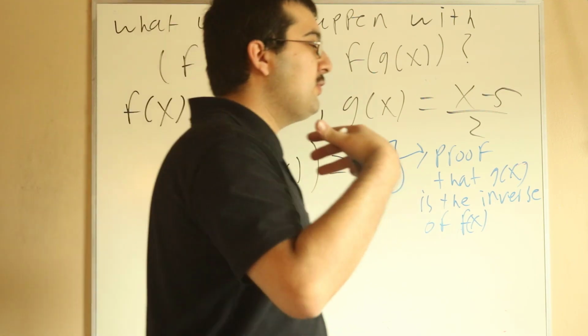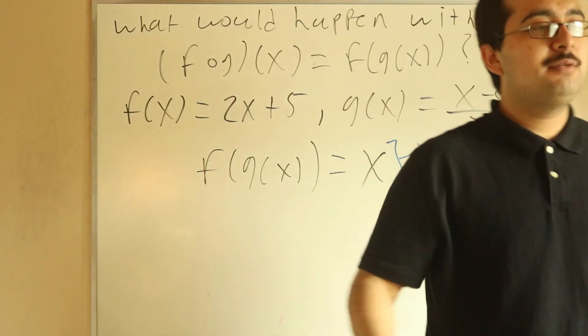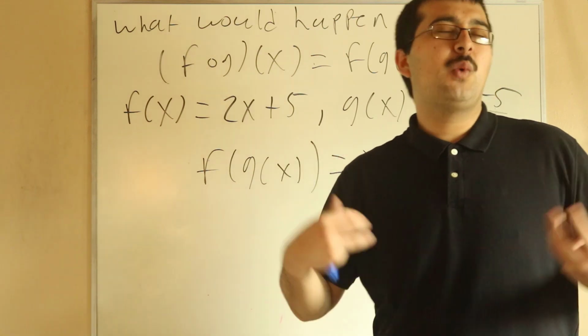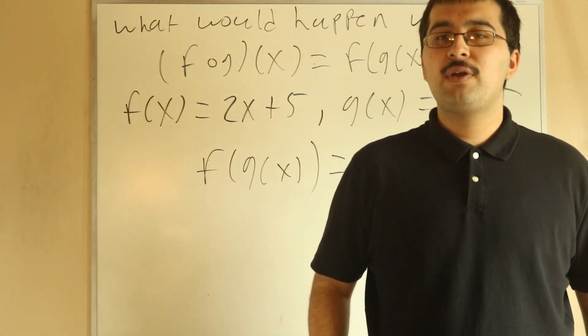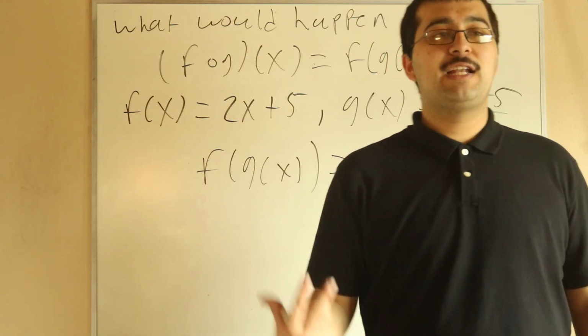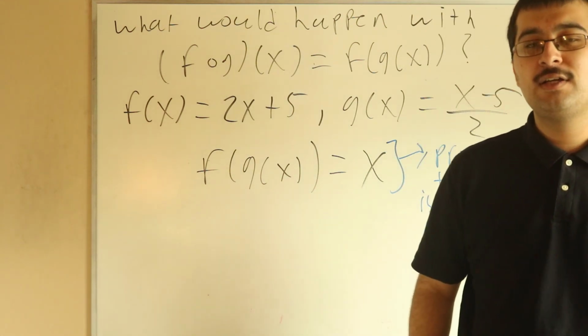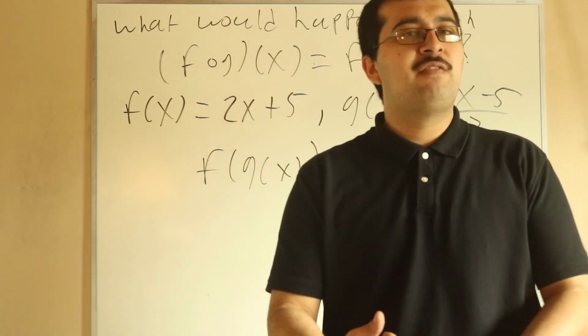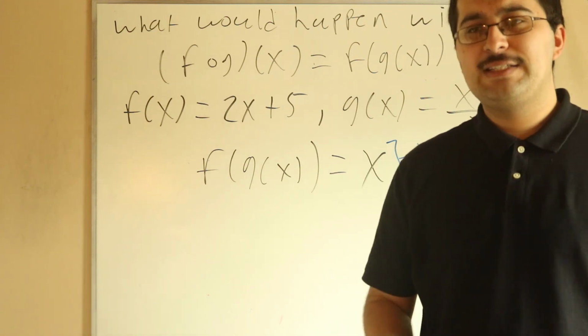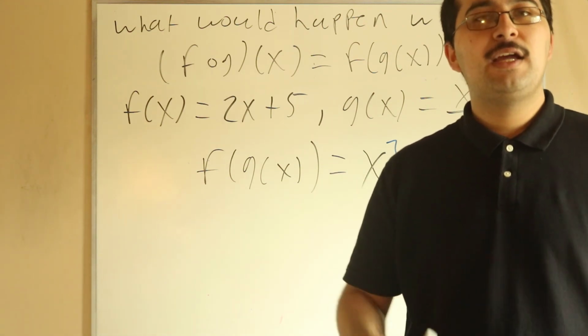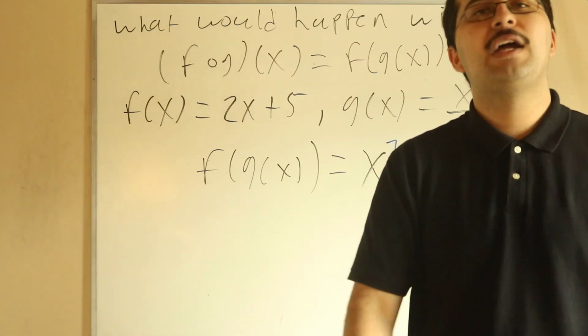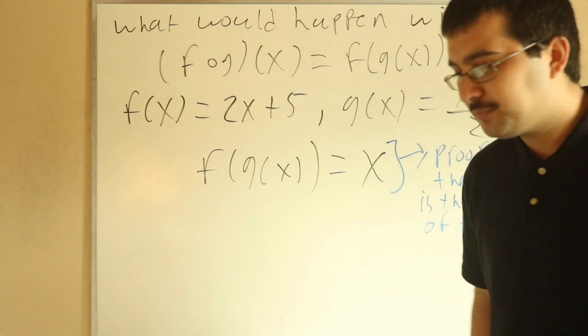However, what's important to note is that I constructed my g of x in order to undo my f of x. So if I'm taking that g of x and plugging it into my f of x, f of x is going to have its own set of operations, but g of x is going to have an entirely different set that directly undoes whatever f of x does.